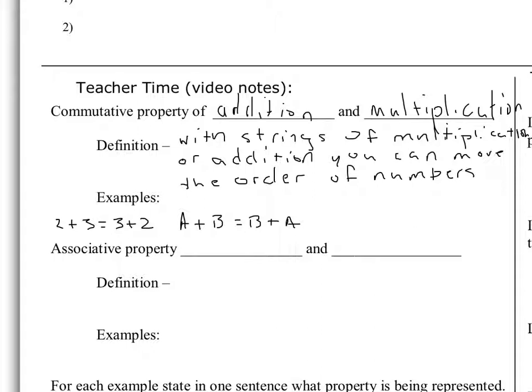For any number A and any number B, if I add them the other way around, it's not going to change the answer. We could say the same thing for multiplication as well. We could say A times B is the same thing as B times A. So for any number A and any number B, A times B is the same thing as B times A.